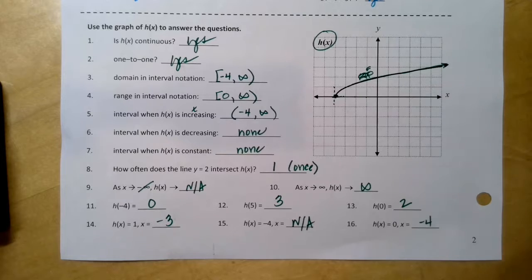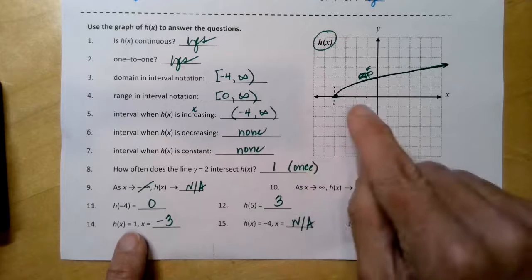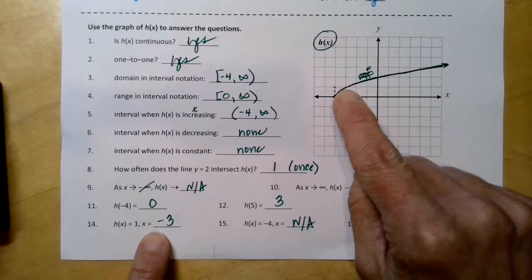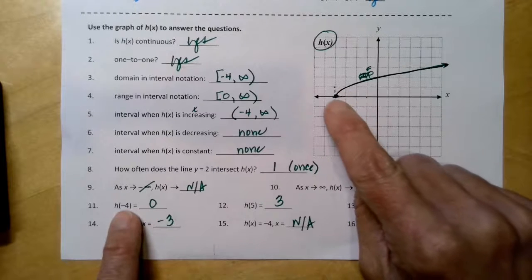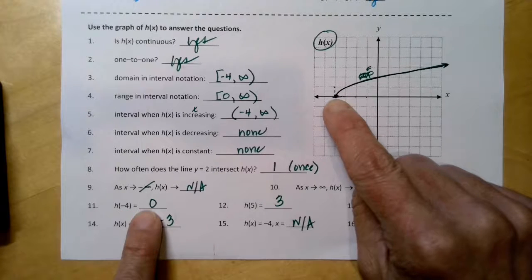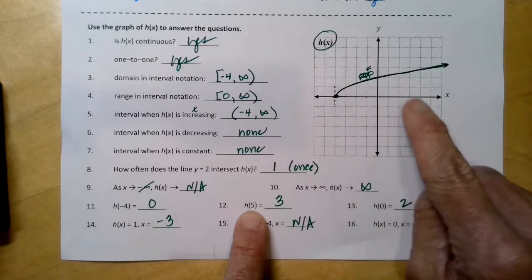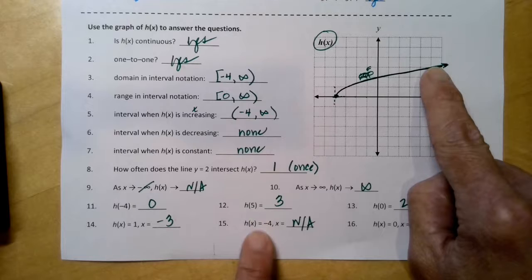Now remember, you're talking about all of the input-output values. So what goes in that gives me an output of 1? Negative 3. When negative 4 goes in, 0 comes out. When 5 goes in, positive 1, 2, 3, 4, 5, 3 comes out.